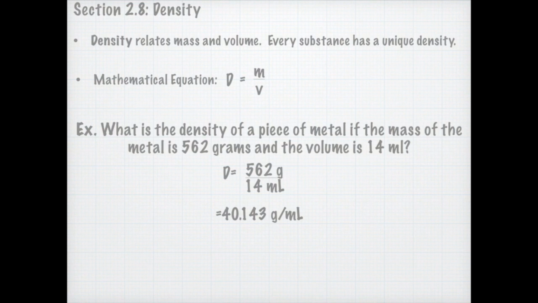Since my final step is dividing, I'm going to be rounding based on significant figures. So 562 has 3 significant figures, 14 has 2 significant figures, so my final answer needs 2. Well, 40 would only have 1 sig fig because I'd be counting from right to left. So the question is, how do I get it so that I'm counting left to right to be able to count that 0? Well, if I add a decimal, 40 point, then that would be 2 sig figs. And so my final answer is going to be 40. grams per mil.